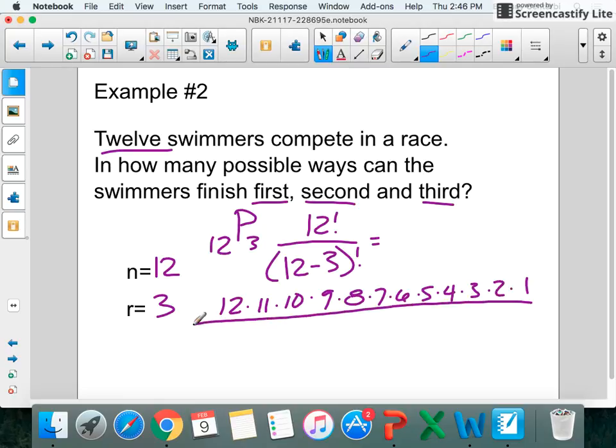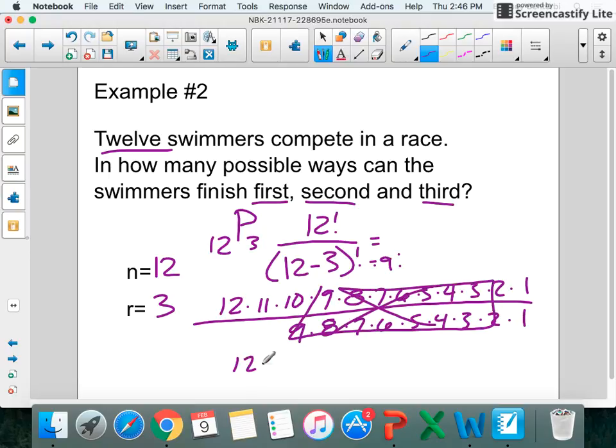And some of you won't have to do this because you can see what's going to cancel out. Because if we do 9 factorial, everything underneath 9 is going to cancel out. So all this goes away, and I'm just left with 12 times 11 times 10, which equals 1,320 different ways that people can get first, second, and third.